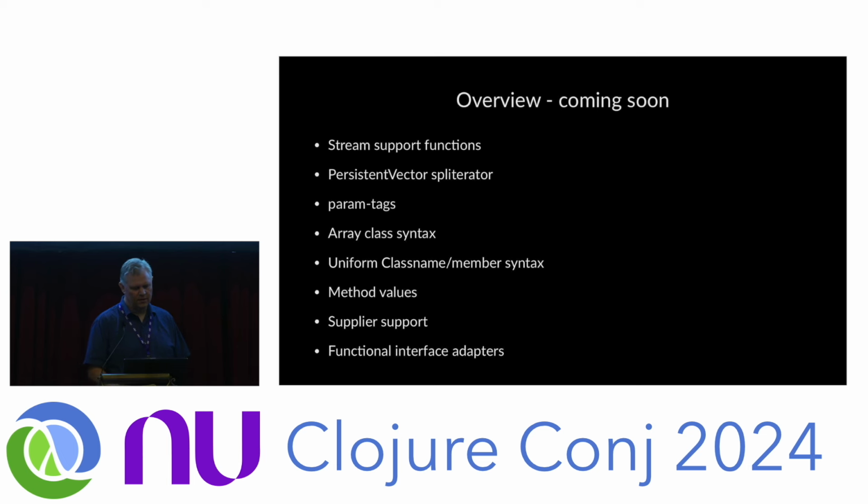And then the next 4 features are all really about method values. So the goal there was really to allow us to take Java methods and treat them as Clojure functions. And in the service of doing that, we created this new uniform class name / member syntax that you can use in value position. We also made that uniform in function position. We needed some way to specify overloads for a particular method, and so param tags is a new metadata form for that.